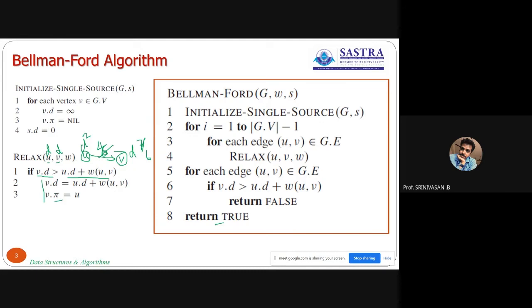So the Bellman Ford algorithm is very simple. N minus 1 times, where N is the number of vertices, is the main loop. N minus 1 times, all the edges in the graph need to be relaxed. That's all. For i equal to 1 to n minus 1, for each edge u comma v in the edge list, I need to relax it. This is the algorithm. If I relax the edges n minus 1 times, it will find the shortest distance.